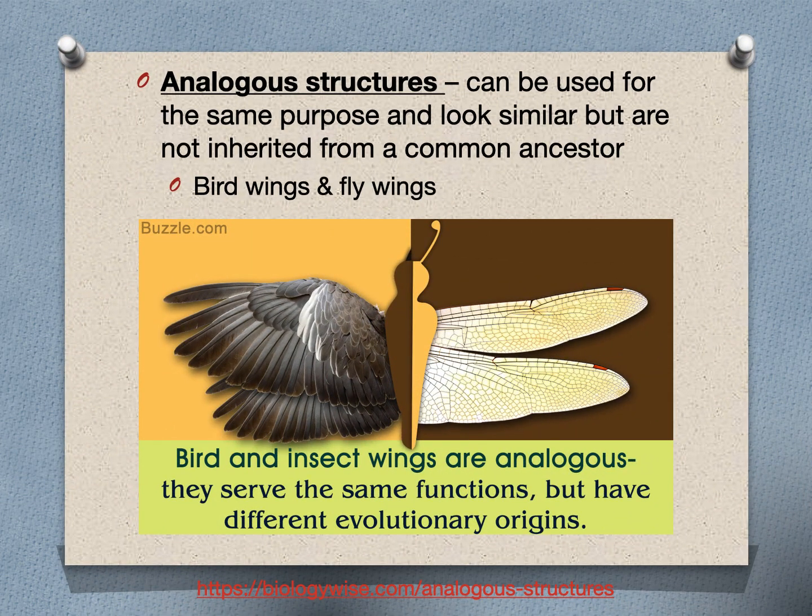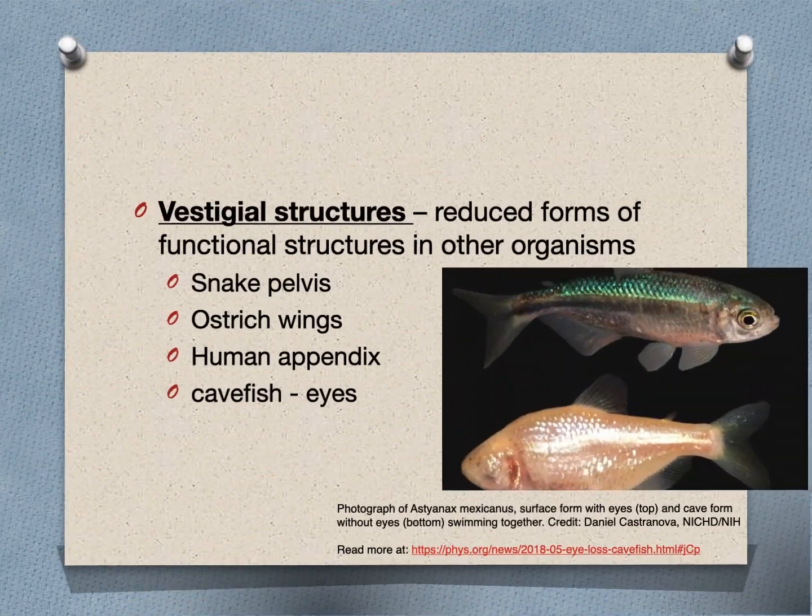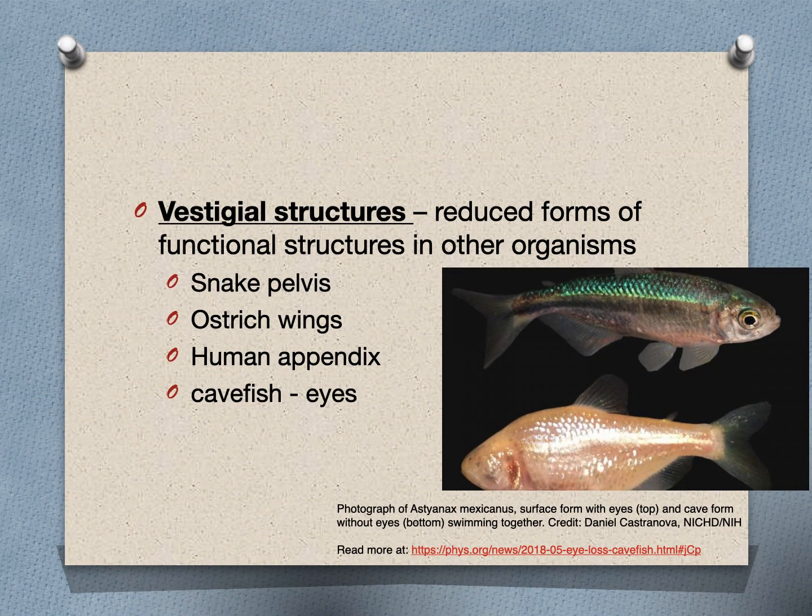Analogous structures do the same function but have no evolutionary connection, like the wings of birds and insects. They both allow them to fly, but they have no evolutionary connection. Another clue are vestigial structures, reduced forms of functional structures that are found in other organisms, like the pelvis in snakes, wings in ostriches because they don't fly, but they still have them, the human appendix, which is a vestigial structure from the multiple stomachs from our ruminant ancestors, and the eyes of cavefish.